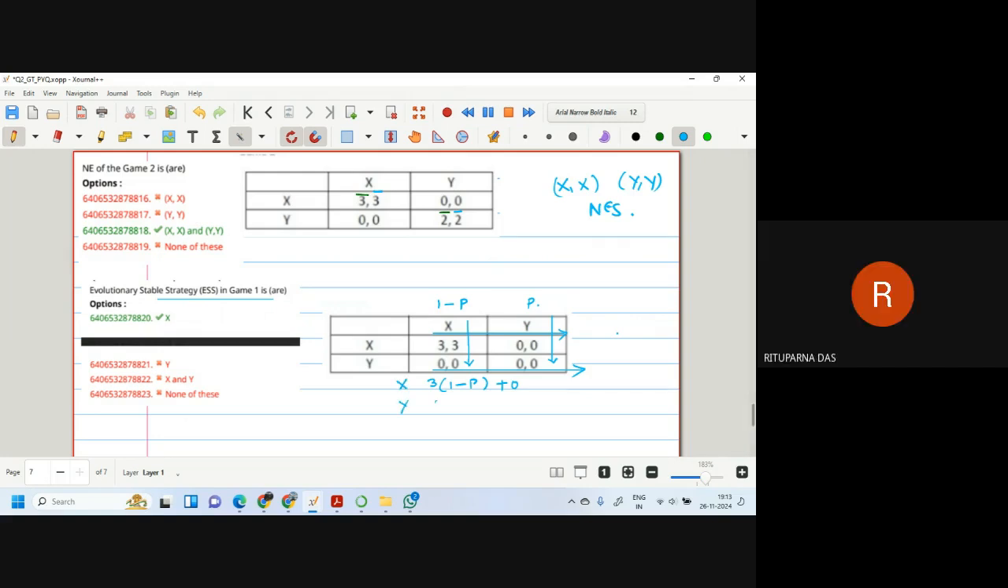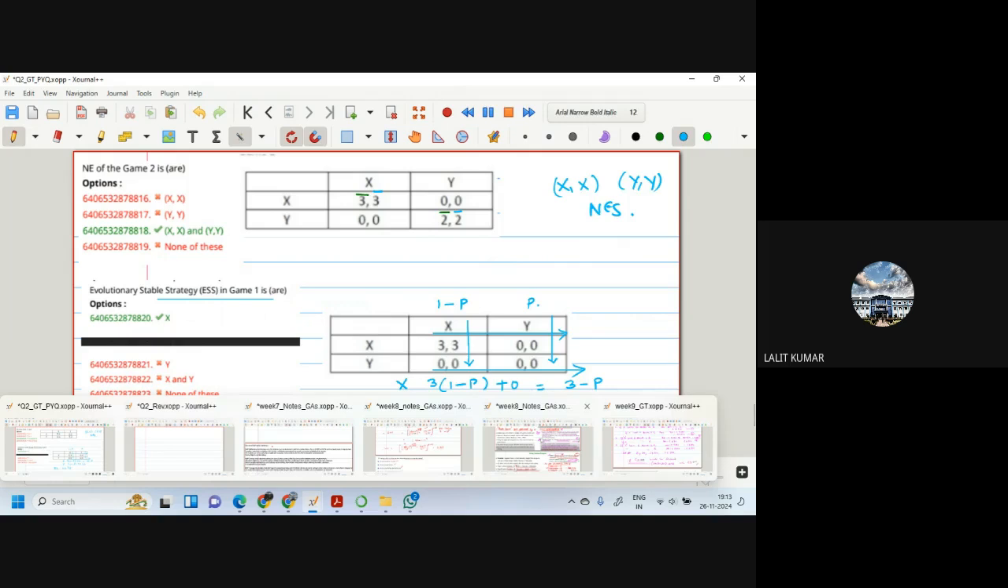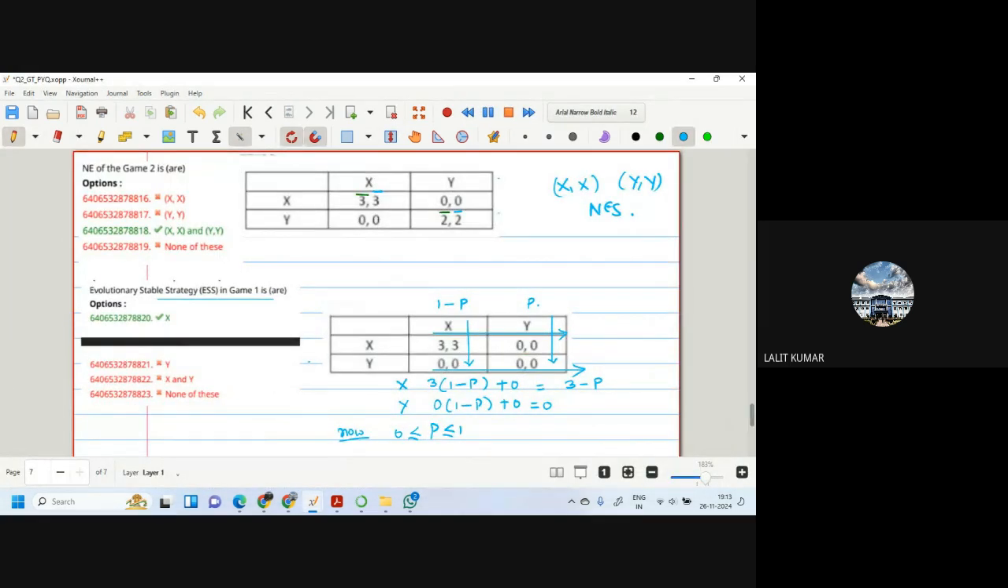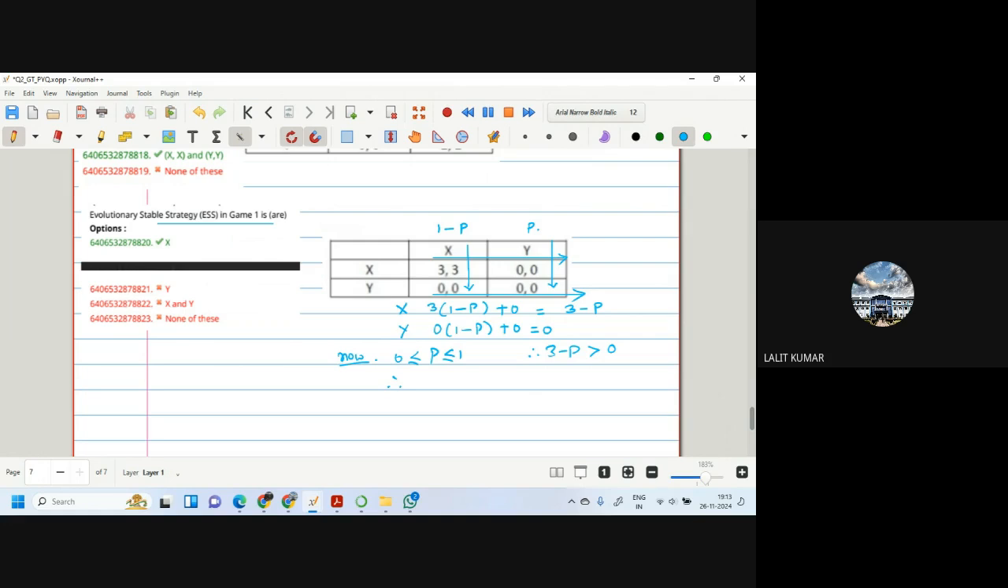For y it will be 0 into 1 minus p plus 0, which is equal to 0. And this is 3 minus p. Now p is between 1 and 0. Therefore, this 3 minus p is a positive number. Therefore, the payoff of x is greater than the payoff of y. So what will be the ESS strategy? x will be the ESS.